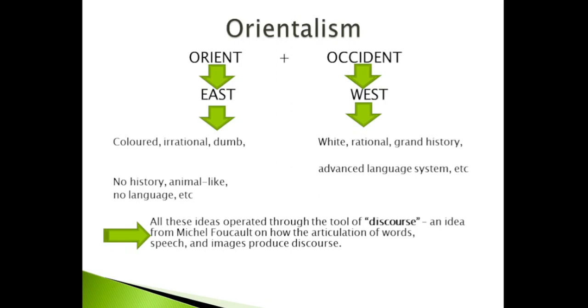And all these ideas operated through a very important thing, the tool of colonialism, the tool of power play, even today, which is discourse. And this is an idea which is taken from Michel Foucault, and he develops it while discussing how the articulation of words, speech, and images produce discourse. So, power is created and then it is spread through discourse, and this was an important tool in the hands of the colonial powers. So here ends part 1 of the introduction to post-colonial studies, and we focused on Edward Said's Orientalism. Part 2 of the lecture would focus on another very important theorist of post-colonial studies, who is Frantz Fanon. Thank you.